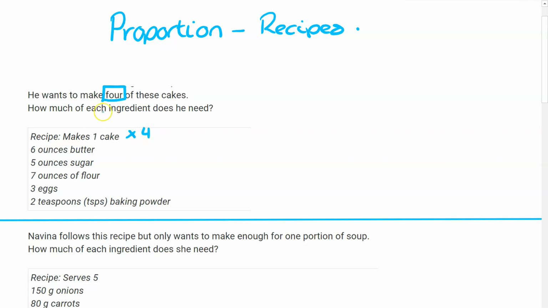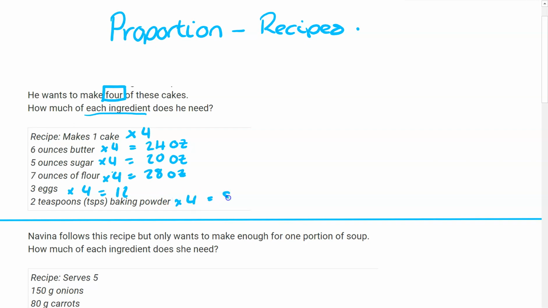The question asks for each ingredient, so if I times this one by 4, I get 24 ounces of butter. Multiply this one by 4, I get 20 ounces of sugar. Multiply by 4 is 28 ounces of flour. Multiply by 4 is 12 eggs and 8 teaspoons. If you wonder what an ounce is, it's about 28 grams, I think it is. It's an old way of measuring grams.